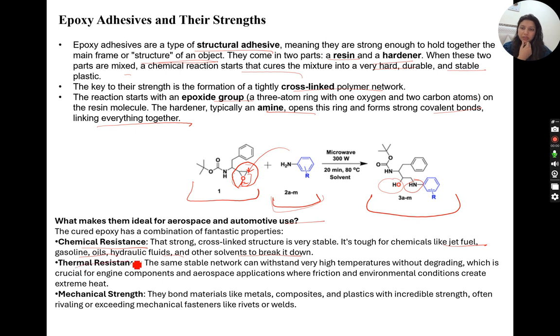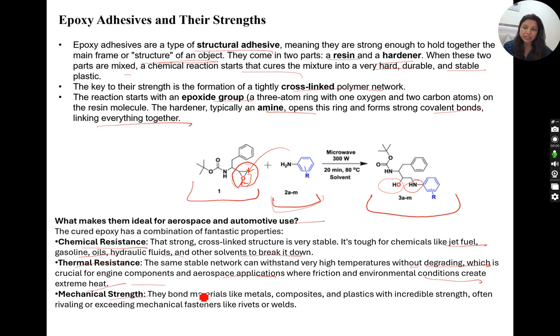The other property is thermal resistance. The same stable network can withstand high temperatures without degrading, which is crucial for engine components and aerospace applications where friction and environmental conditions create extreme heat. So these adhesives are also used in places where we need extreme thermal resistance.